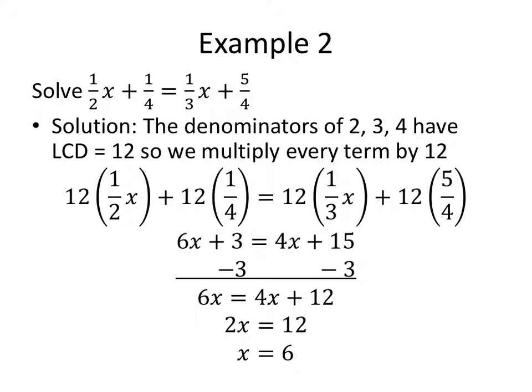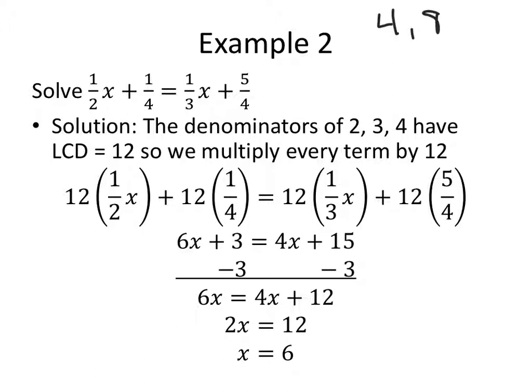Example 2. If we're solving 1/2 x plus 1/4 equals 1/3 x plus 5/4, the first thing I'm going to do anytime I have an equation that has denominators is find the least common denominator. With the denominators of 2, 3, and 4, we can write out all of our multiples of 4. So it's 4. And then I ask myself, does 2 go into 4? Yes. Does 3 go into 4? No, it doesn't, so I can't use that.